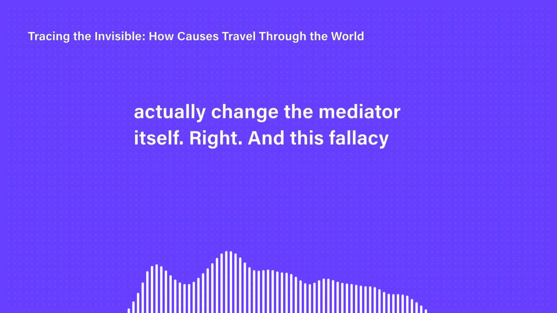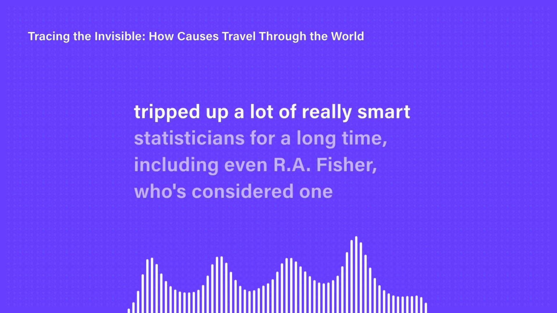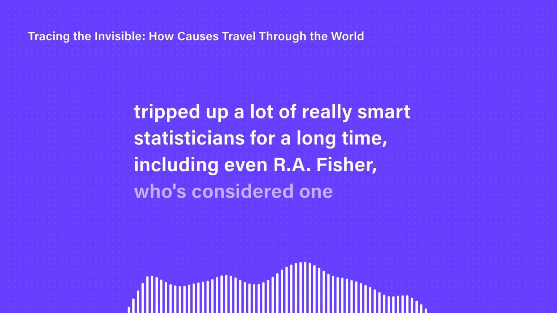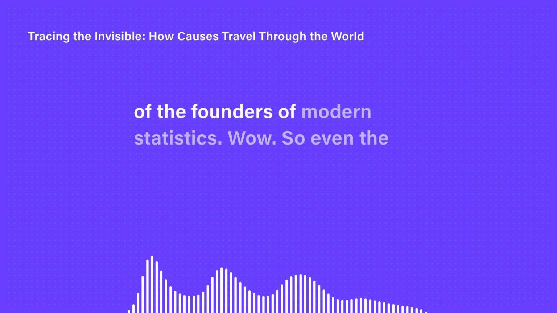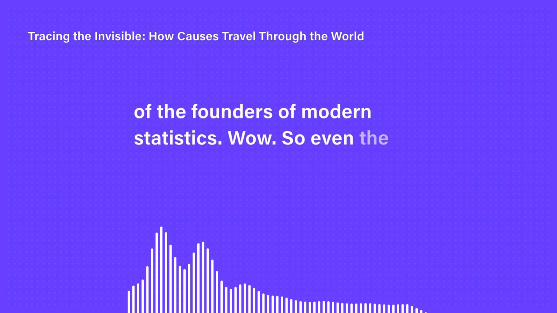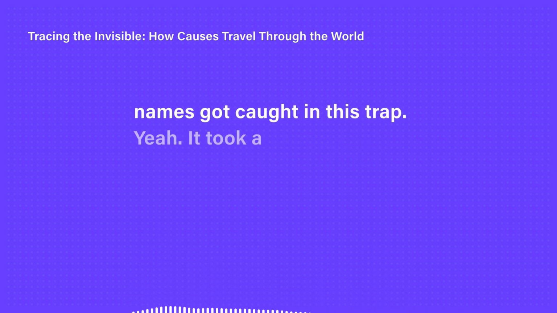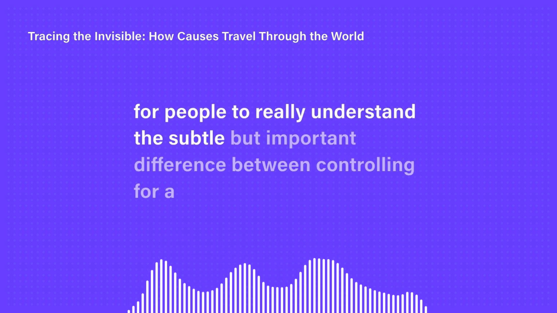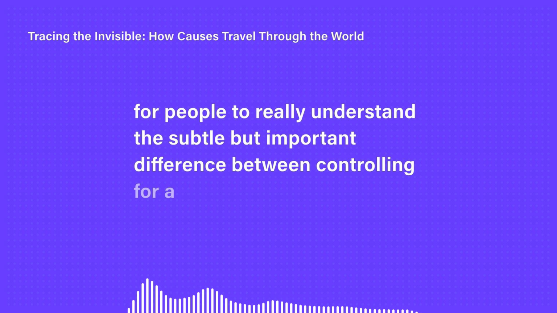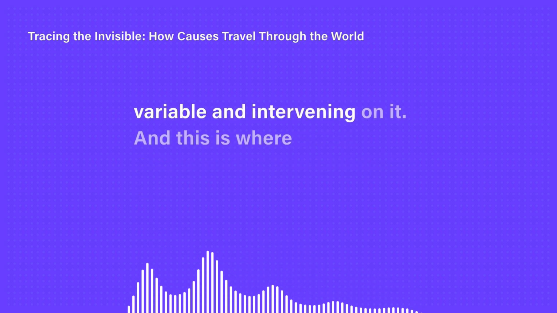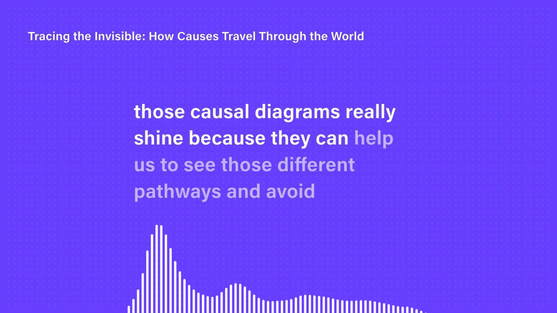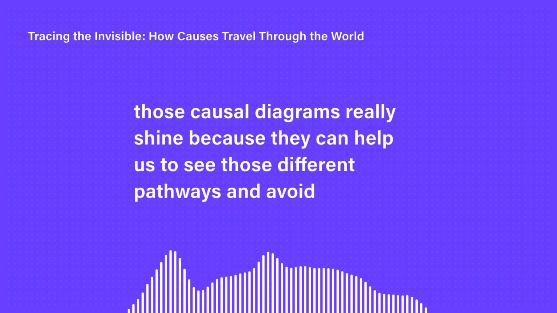Right. And this fallacy actually tripped up a lot of really smart statisticians for a long time, including even R.A. Fisher, who is considered one of the founders of modern statistics. Wow. So even the big names got caught in this trap. Yeah. It took a while for people to really understand the subtle but important difference between controlling for a variable and intervening on it. And this is where those causal diagrams really shine, because they can help us to see those different pathways and avoid these pitfalls.